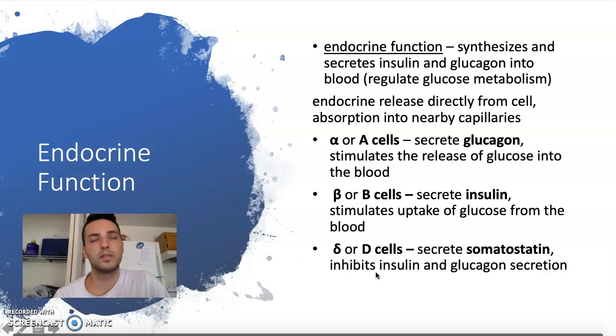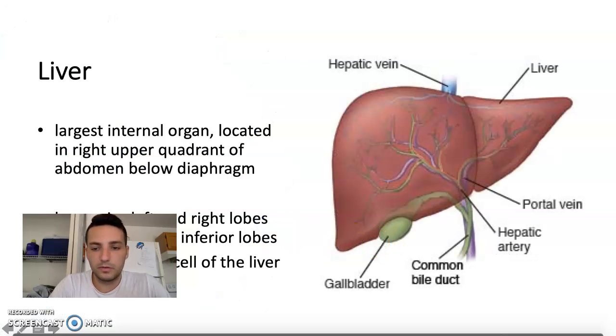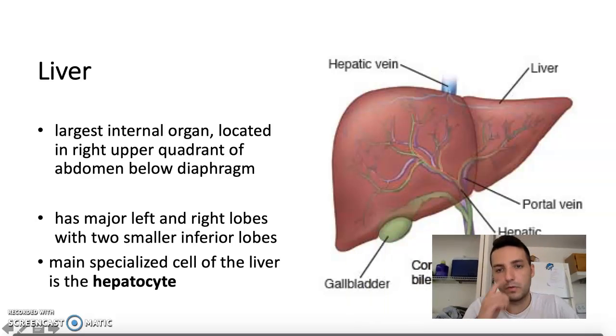Under specific conditions, if there's too much insulin or too much glucagon in the blood, somatostatin can be used to regulate it, help with the regulation. And now we will move on to the liver. So we kind of saw this before.